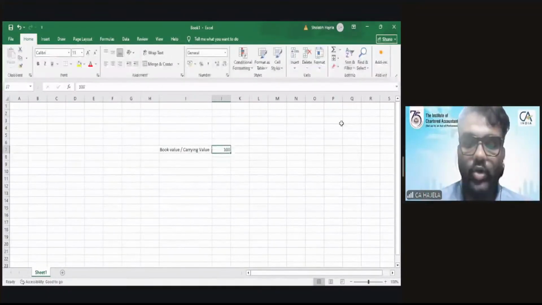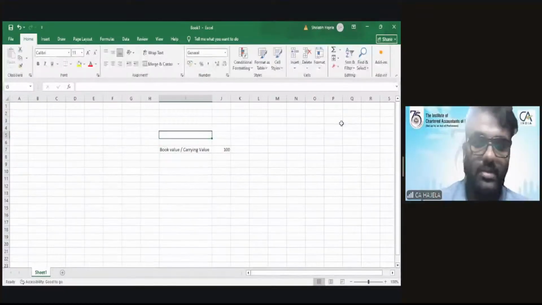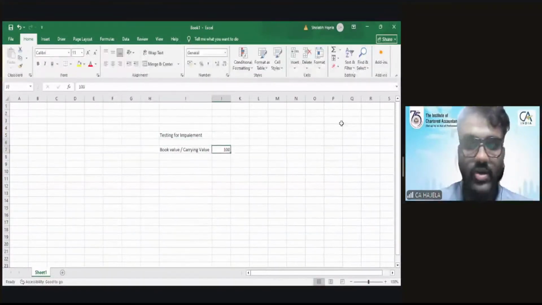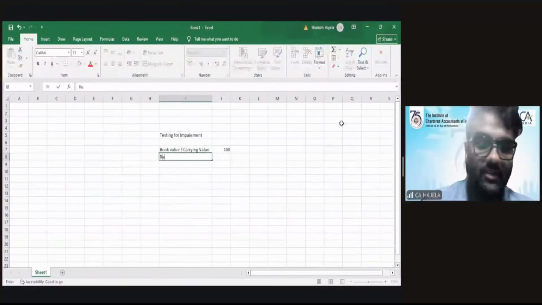Now what are we doing? We are testing for impairment. ठीक है, बुक वैल्यू 100 है. आई हैव टू कंपेयर इट विद रिकवरेबल अमाउंट.